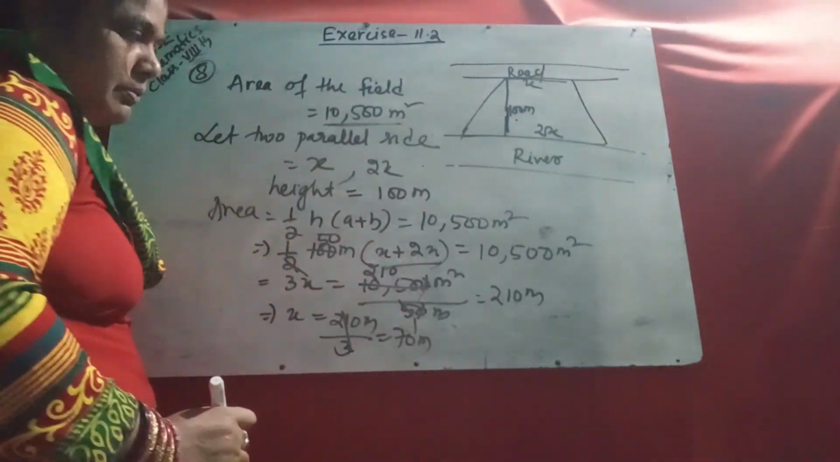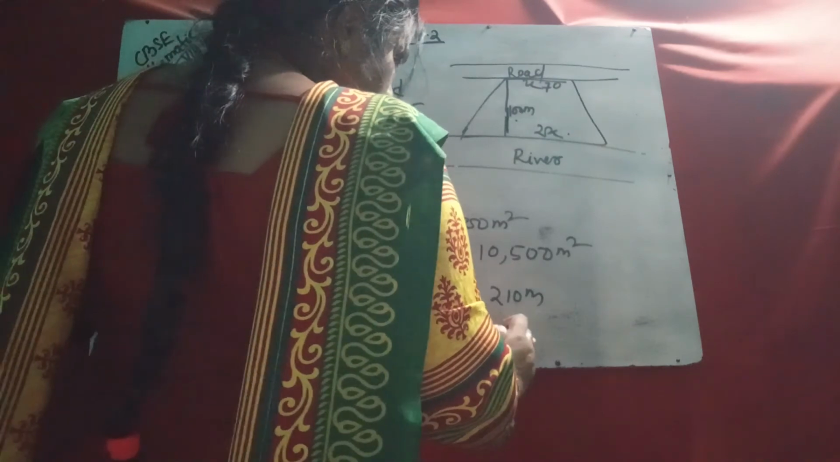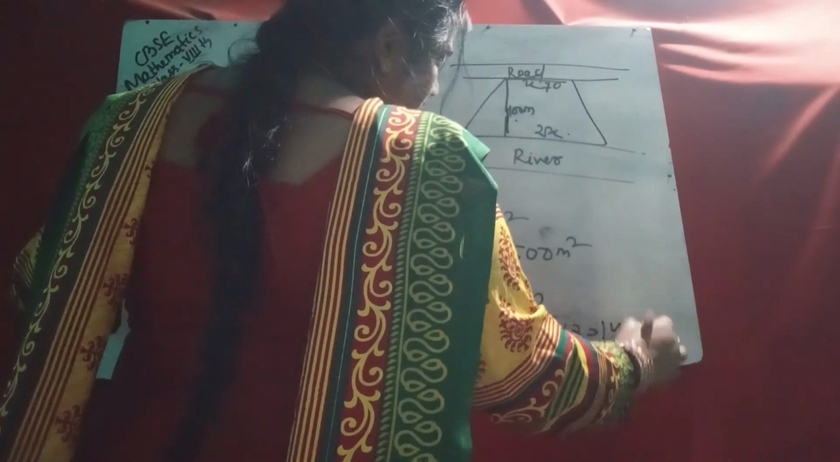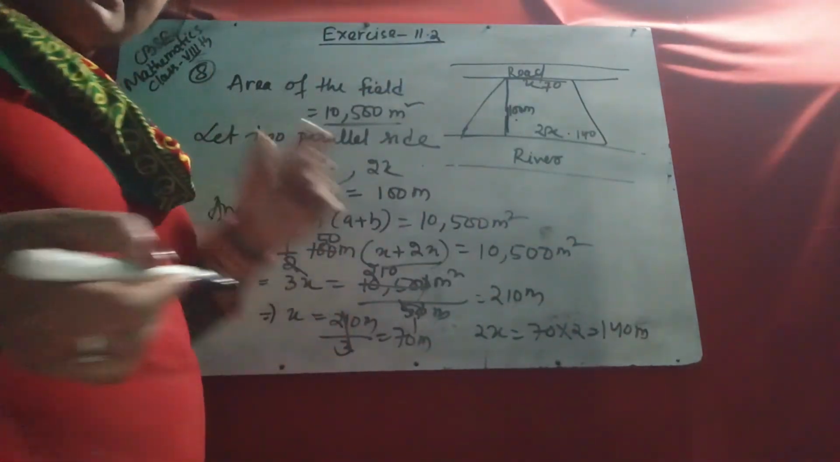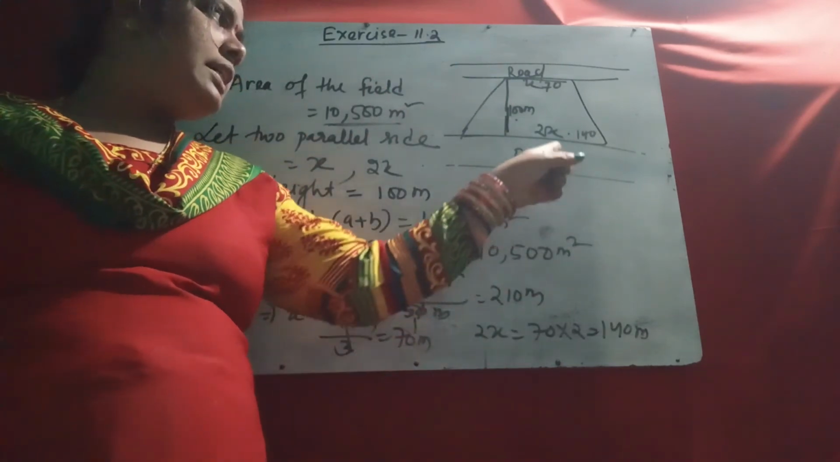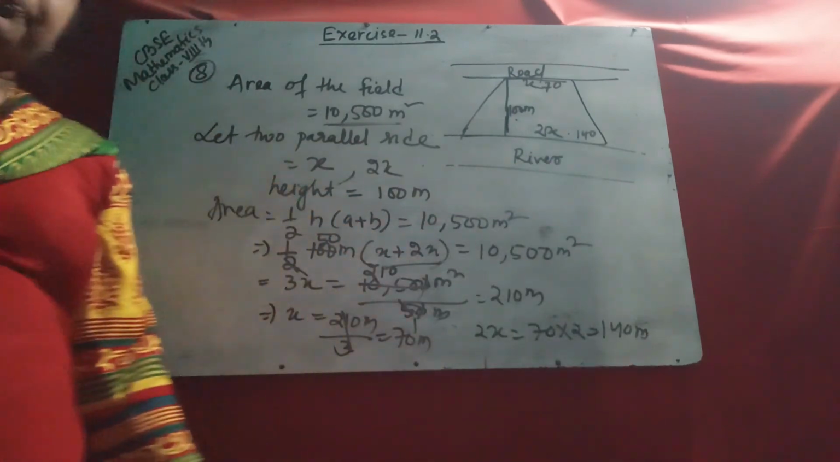Okay, 70 meter. If x is 70 meter, then 2x equals 70 into 2, that is 140 meter. So your answer is 140 meter, because it asked for the length of the side along the river. The river side is 2x, that is 2 into x, 140 meter.